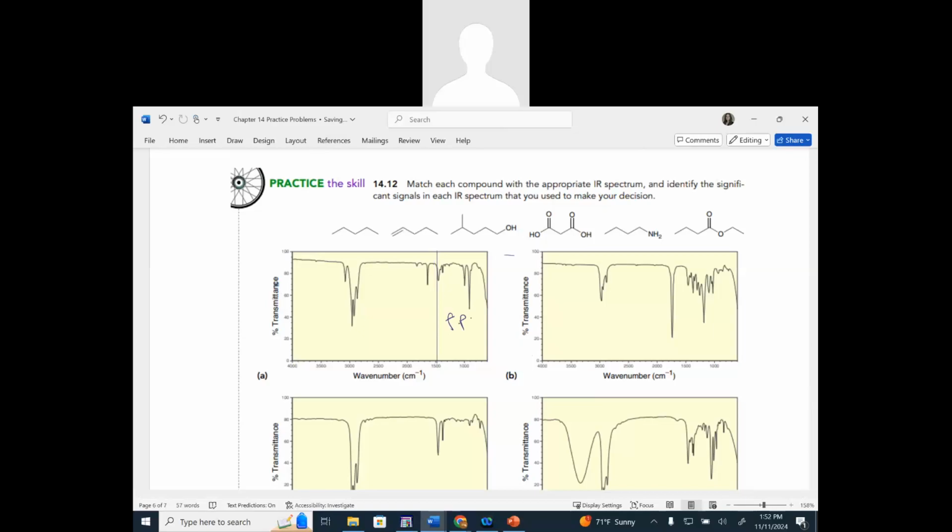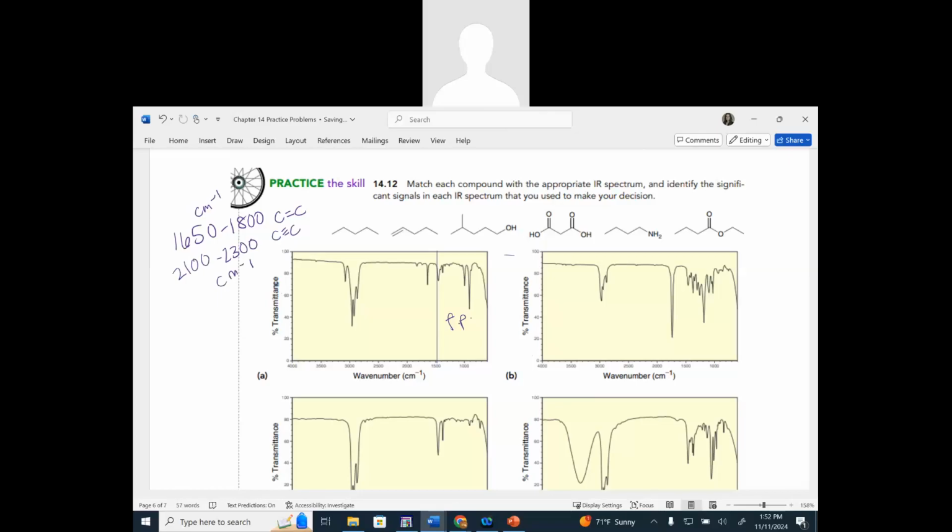So after we draw that, we look for any signals in the 1600 to 1850 range. So that would be for double bonds, 1650 to 1800, so C=C double bonds. And then we can also look for triple bonds between 2100 up to 2300. These are both reciprocal centimeters, and this will be for those triple bonds.